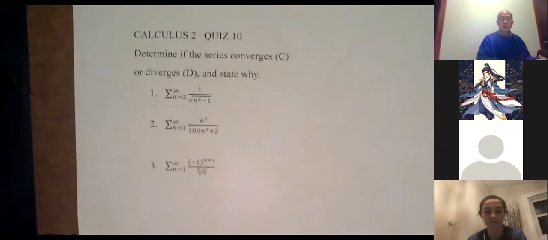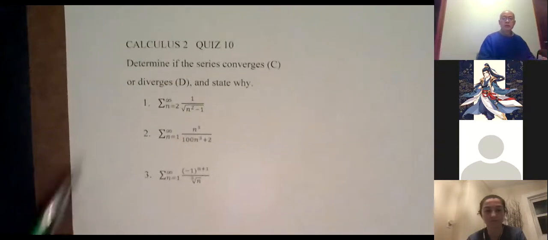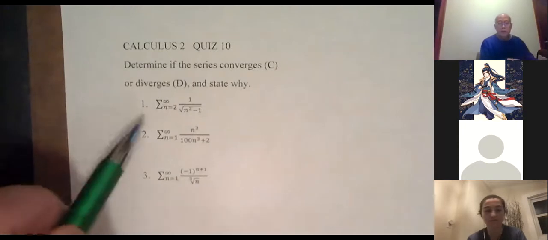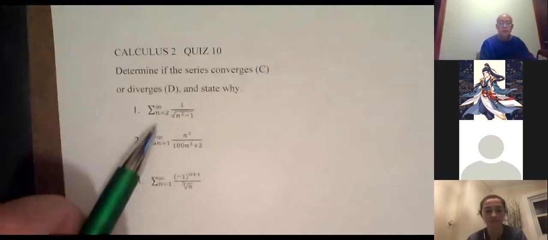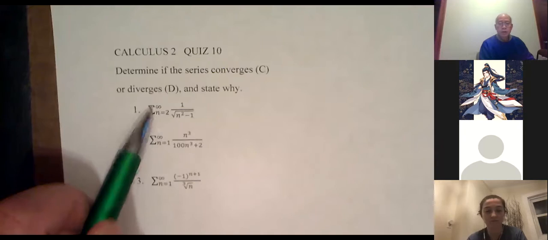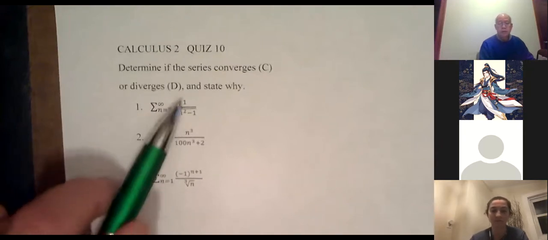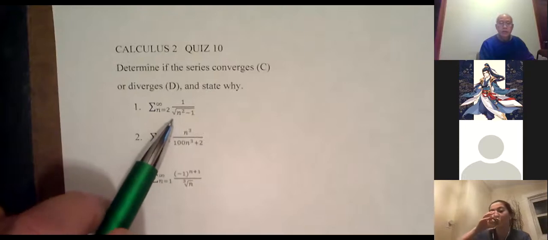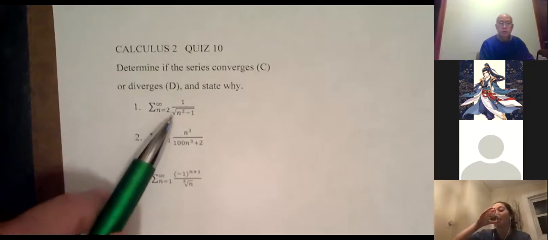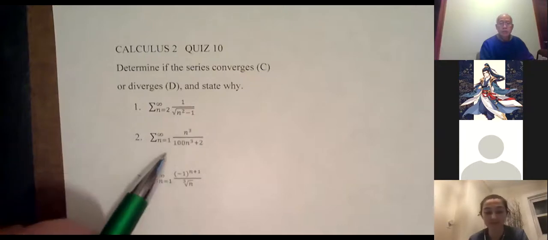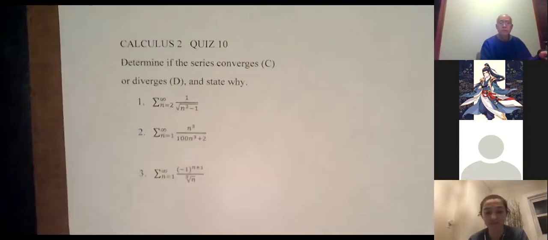Okay, so here we are. Take a picture. Determine if the series converges or diverges and state why. Okay, first one, summation n equals 2 to infinity. What's wrong with 1? Yeah, you can't plug in 1. So 1 over radical n squared minus 1. Number 2, n equals 1 to infinity, n cubed over 100 n cubed plus 2.